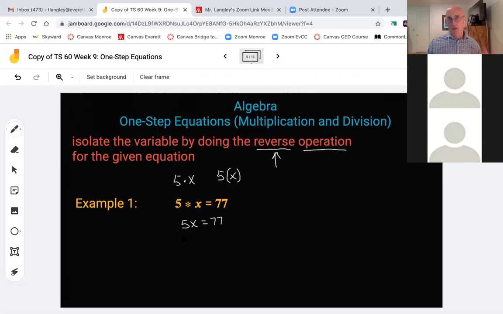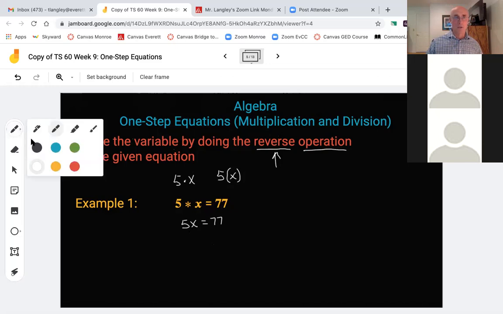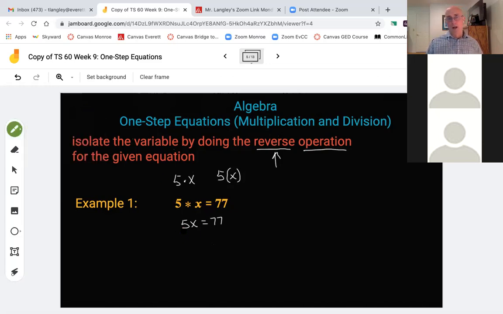Division. Now, watch how I do this, and I'm going to change color just to make sure it visually shows up. So I see that I'm multiplying. So to get rid of the 5, I'm going to divide it by 5. Now, why did I do that?